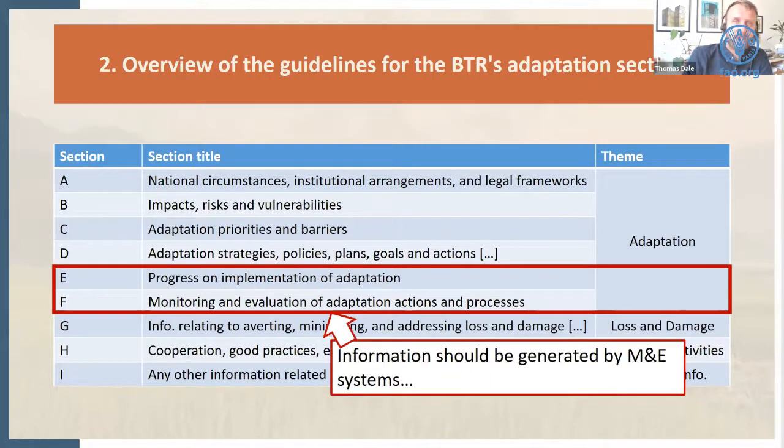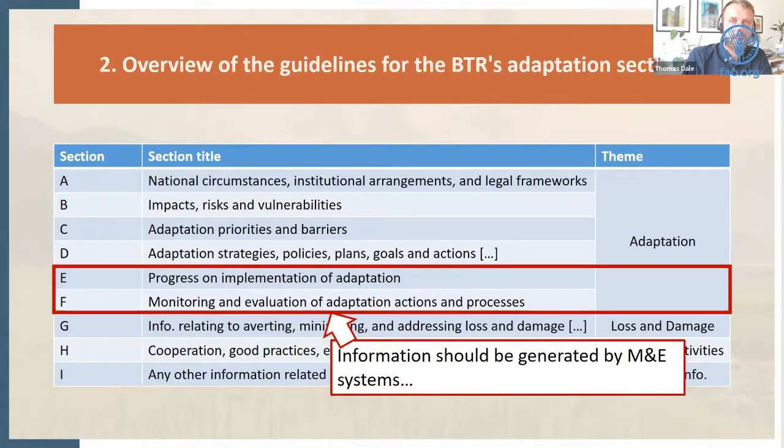So moving on to sections E and F of these guidelines, these still relate to reporting on adaptation and ask countries to provide updated information on how their adaptation plans are going or have gone. In particular, these sections are asking countries to provide information about how the implementation of planned adaptation is progressing and what the results of implemented actions have actually been.